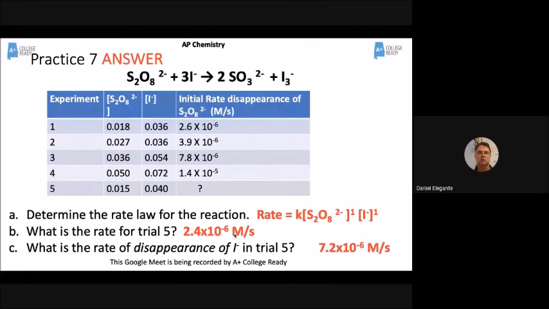Now, keep in mind, that's the rate of disappearance of S2O8. How fast should the I minus go away? Well, that is nothing that we can solve from this table. That goes back to this original equation. For every 1 S2O8, we're going to get rid of 3 I minuses. So if the S2O8 goes away at 2.4 times 10 to the negative 6th, then the I minus should disappear 3 times faster. And 3 times faster is 7.2 times 10 to the negative 6th.